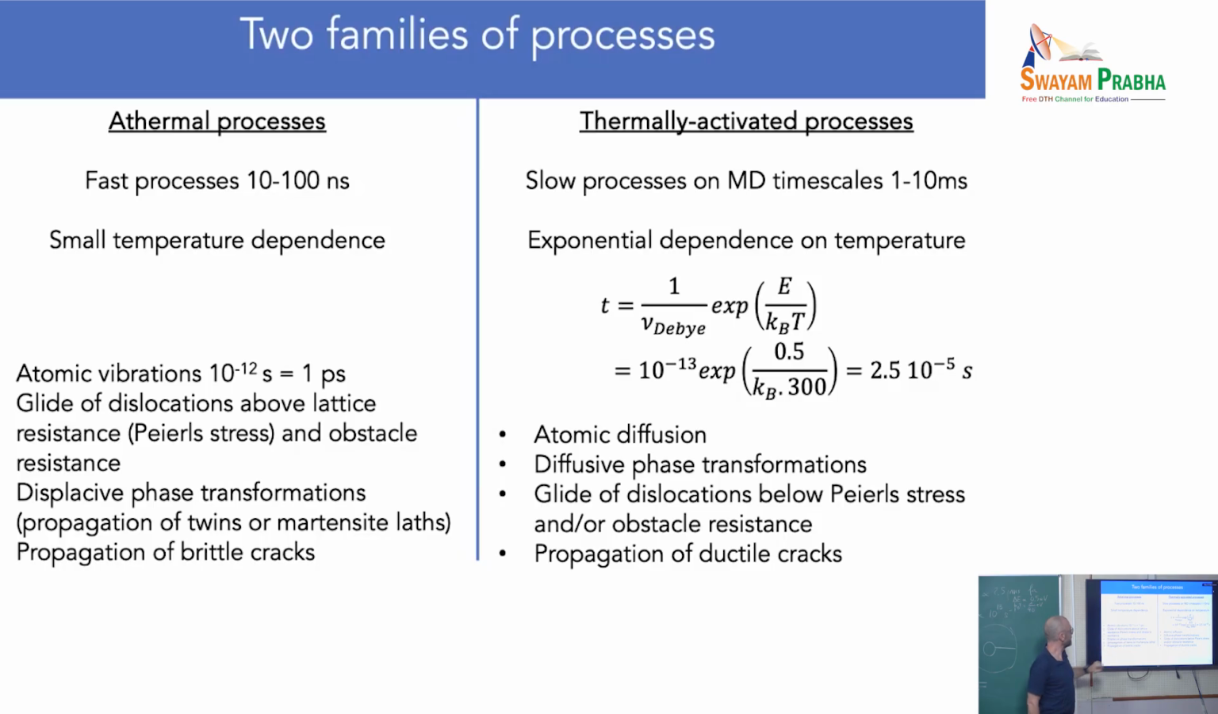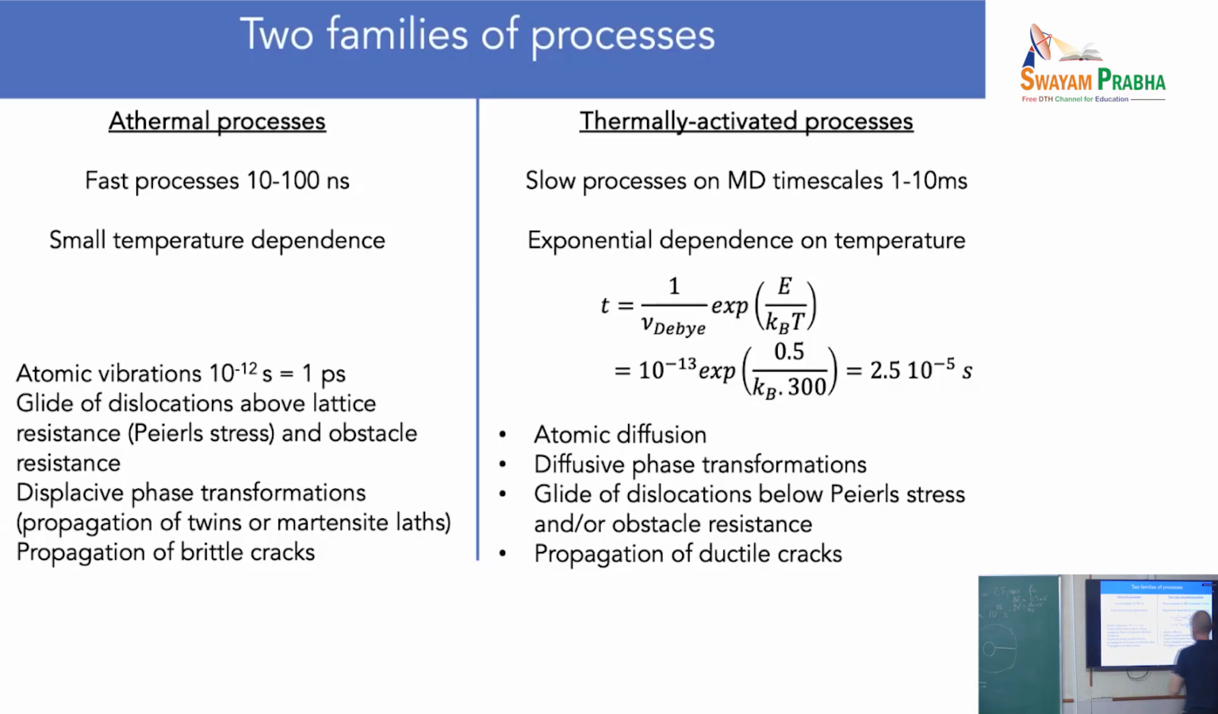The glide of dislocations when there's no resistance of the lattice, and that's the case of FCC metals. The FCC metal does not resist the glide of dislocations, and so the glide of dislocations in FCC is not thermally activated and occurs very fast, even on MD timescales. Then you have all of the displacive phase transformations, so phase transformations that do not require diffusion. They will also propagate at velocities that are very high, and then brittle cracks also. So these are the good guys.